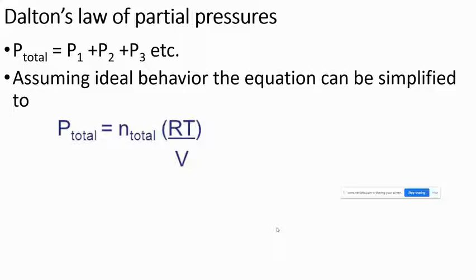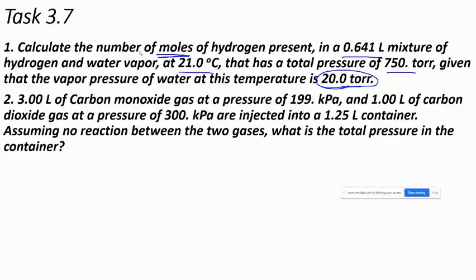And then Dalton's law of partial pressure just says that the total pressure in a system is the sum of the pressures of the individual gases. And they want you here to calculate the number of moles, that was n in the formula. That would be n that you're solving for.